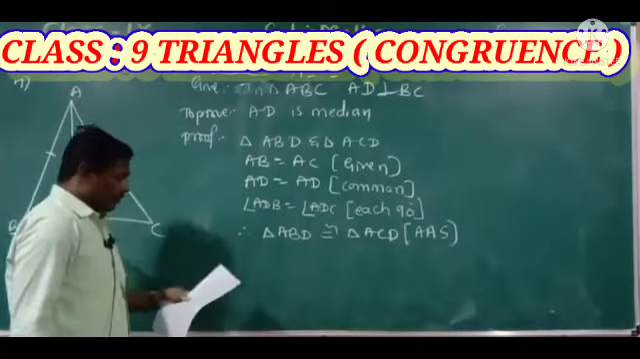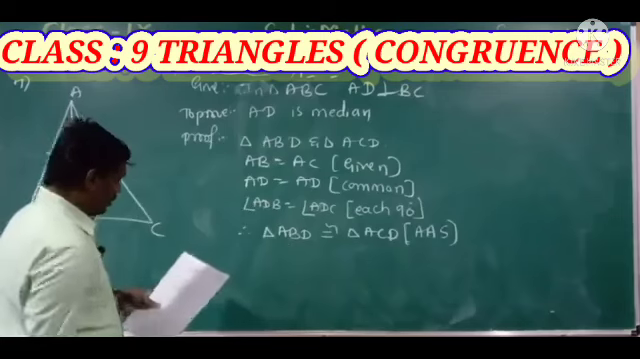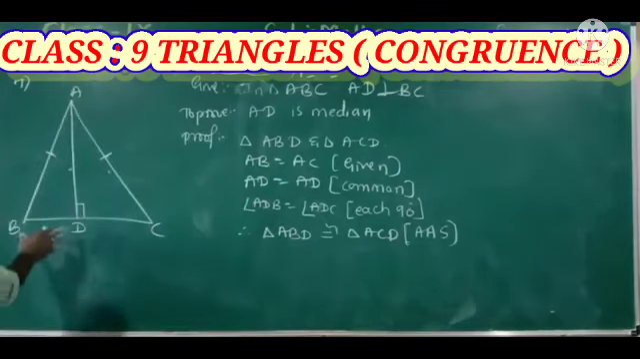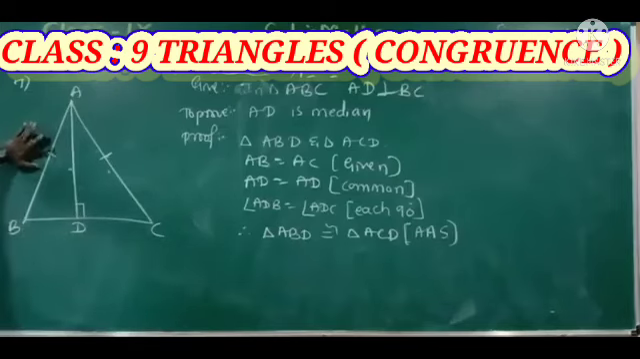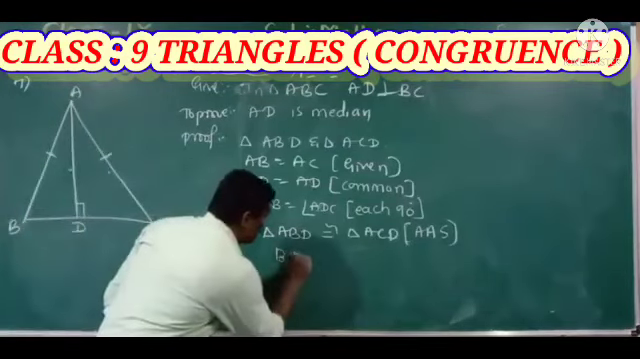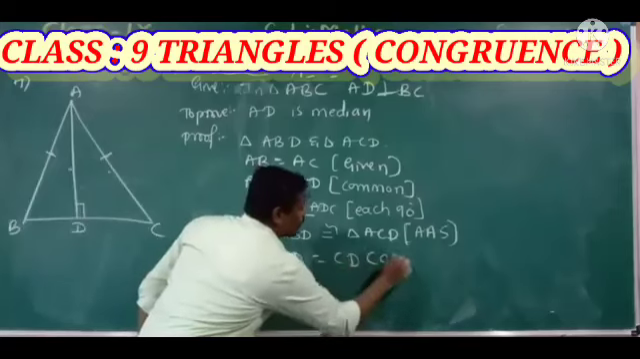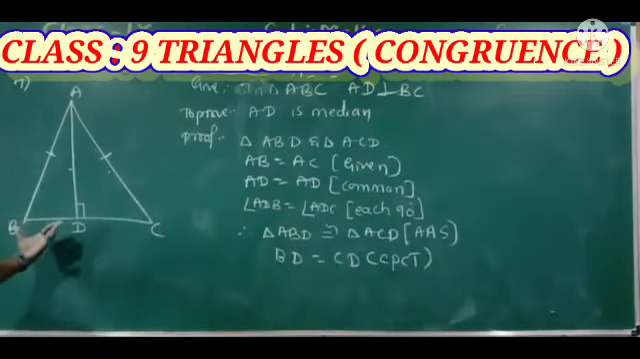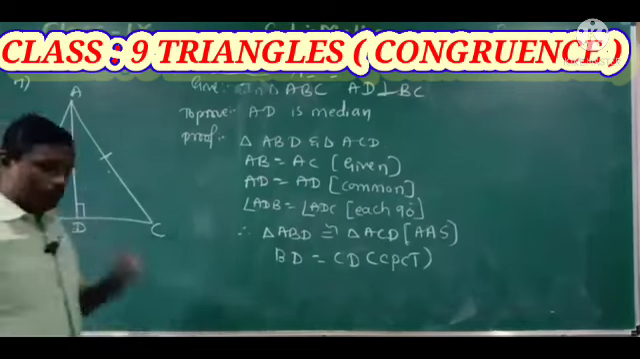Okay, so once we proved that two triangles are congruent, it means the remaining sides are equal, no? So what are the remaining sides? We already took AB is equal to AC and AD is the common side. The remaining side is BD is equal to CD. These two are equal sides by using CPCT. Just observe this one. BD is equal to CD means D acts like a midpoint.